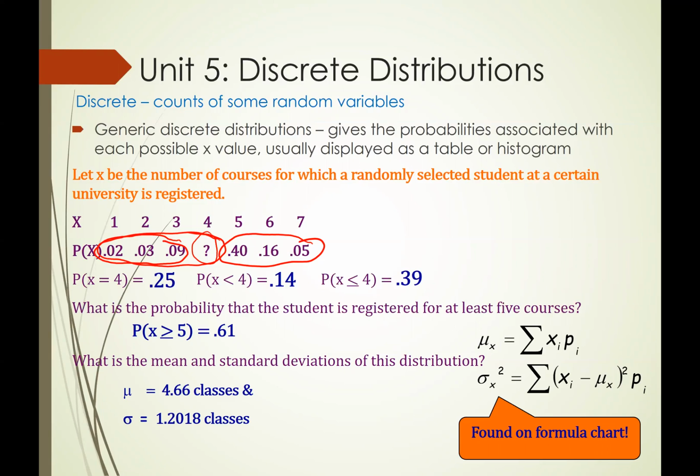This is the formula for standard deviation. But remember, what you should do instead is type your X's into list 1. Type your probabilities into list 2. Then you go to 1-Var Stats. Your list is going to be L1. Your frequency, that's how often it happens, which are probabilities, is going to be L2.